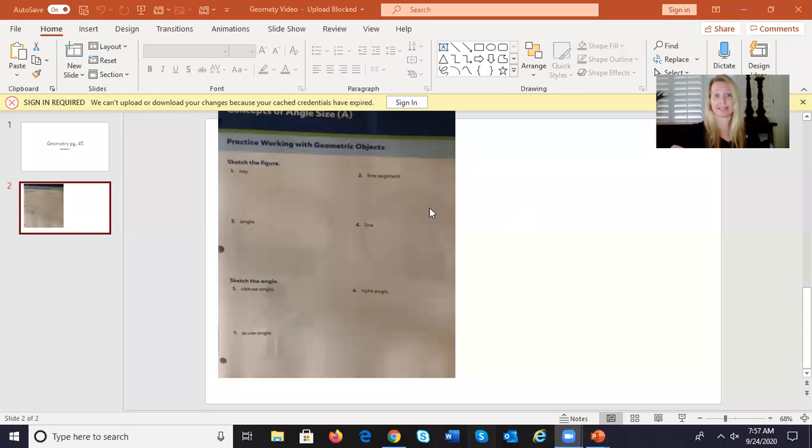I just want to briefly go over one of the math pages you have this week in your workbook. So this is going to be workbook page 45. And let me go ahead and share my screen here. So when we're looking at this workbook page 45, let me go ahead and click up here.